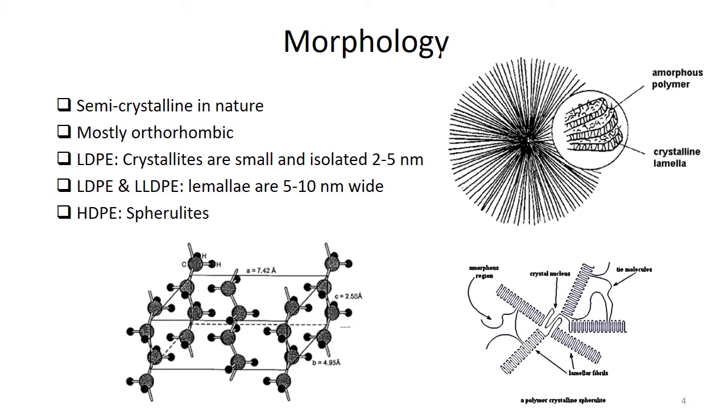Talking about the morphology of polyethylene polymers, normally solid polyethylene is semi-crystalline in nature. As far as commercial products are concerned, the majority of polyethylene contains only orthorhombic crystallinity of the type we have shown here. You can see how ethylene molecules can be placed to form this type of crystal structure.